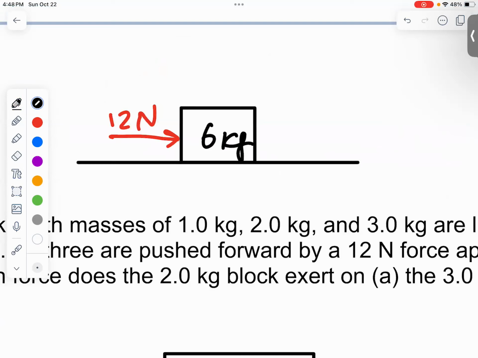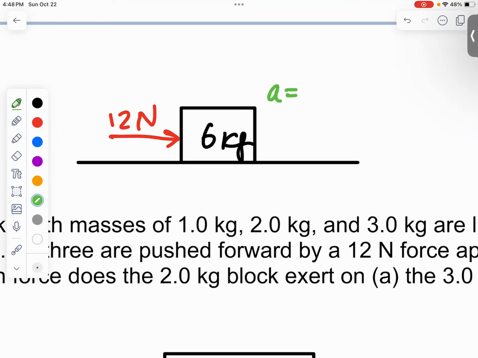What can you give me? Acceleration. Could you go ahead and find out the acceleration of this block? Again, there's no friction on this surface. Can you find out the acceleration of this 6 kilogram block?